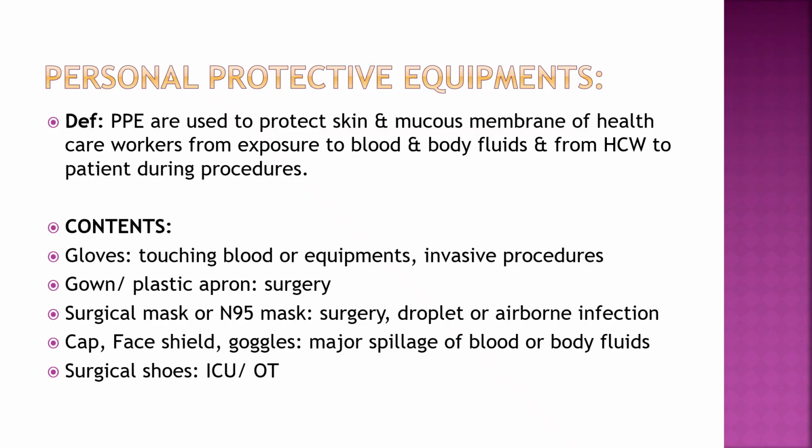So the contents are gloves. When you are touching blood or equipment, or doing invasive procedures, you have to use gloves, gown or plastic apron while doing surgery, surgical mask or N95 mask for droplet or airborne infection, cap, face shield and goggles when spillage of blood or body fluids is expected, and surgical shoes in the ICU or operation theatre.